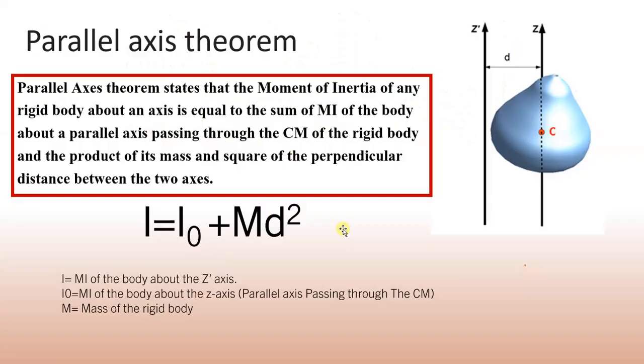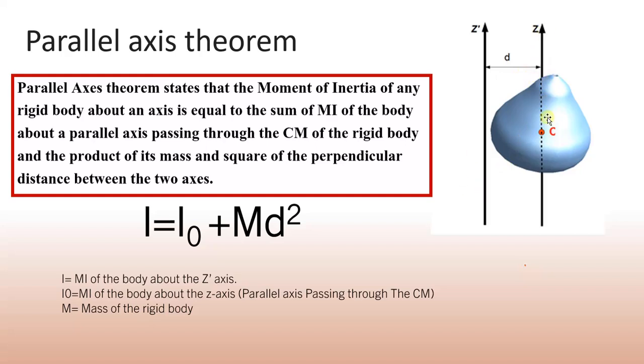The parallel axis theorem states that the moment of inertia of any rigid body about an axis is equal to the sum of the moment of inertia of the body about a parallel axis passing through the center of mass of the rigid body, plus the product of the mass and the square of the perpendicular distance between the two parallel axes.